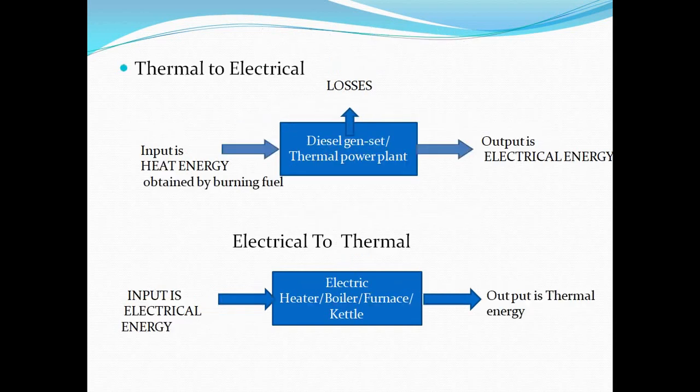Now this system is thermal to electrical. Take a diesel generator set, in which diesel is used as a fuel and the burning of fuel produces heat energy, that is the thermal energy, which is converted into electrical energy. So the output is electrical. Then electrical to thermal, the examples are electric heaters, boilers, furnaces, kettles.